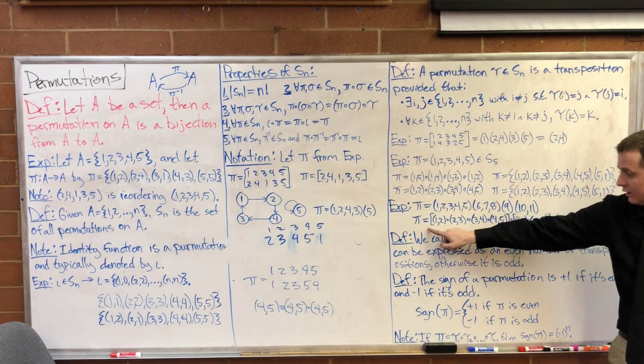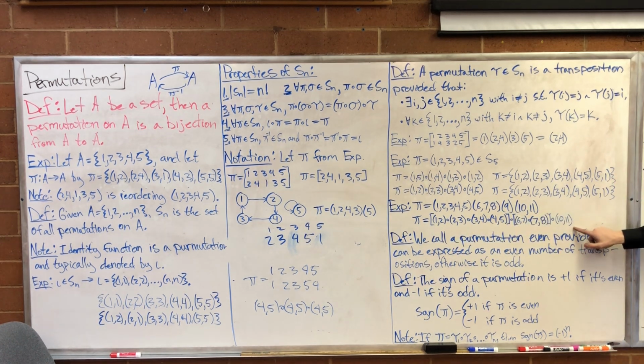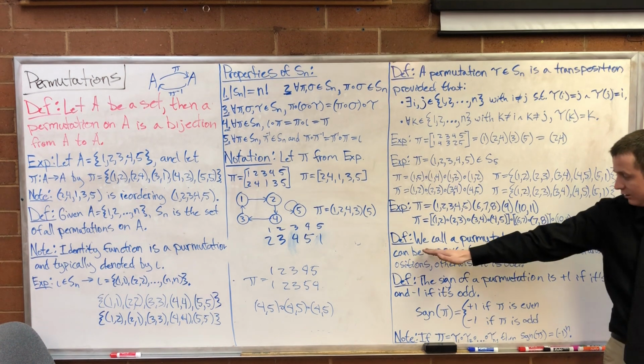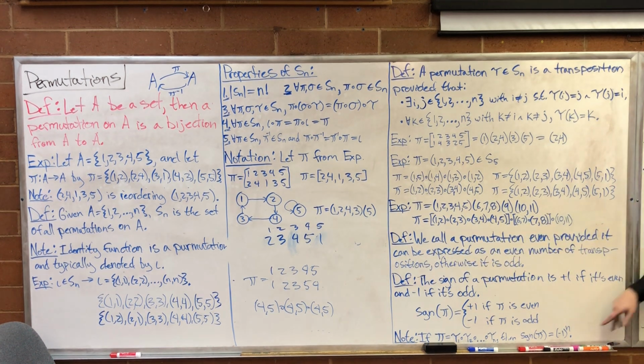Here we have it represented as transpositions. How many are there? 7. 7 is odd. You're saying the whole entire thing? The permutation pi. 10, 11. Oh, no, sorry. Yeah, the whole thing. Okay. So we represented it as an odd number of transpositions. So that's what we're saying here. We call a permutation even, provided it can be expressed as an even number of transpositions. Otherwise, it is odd.